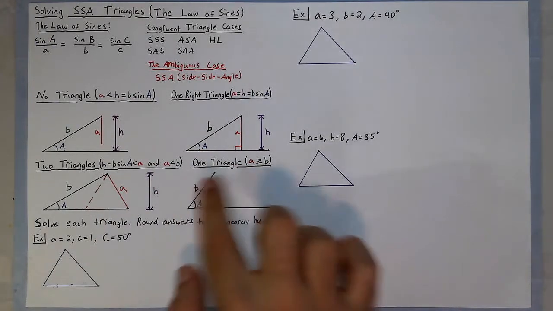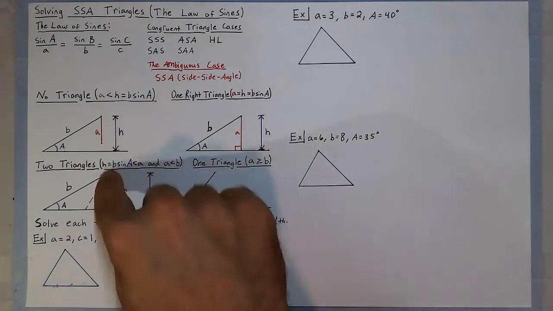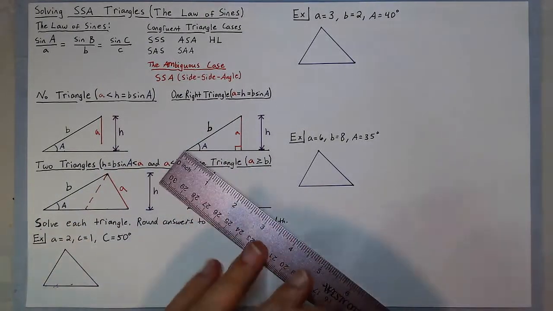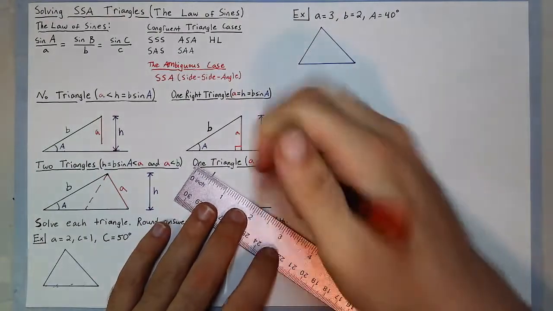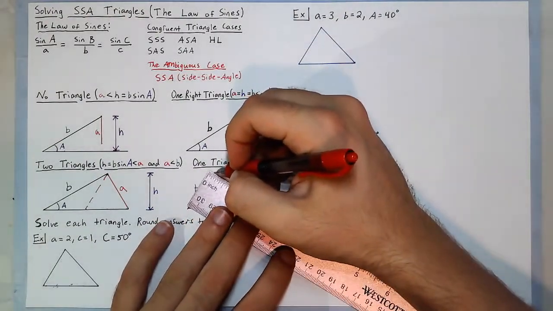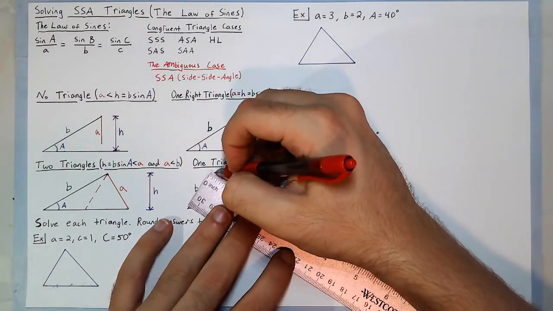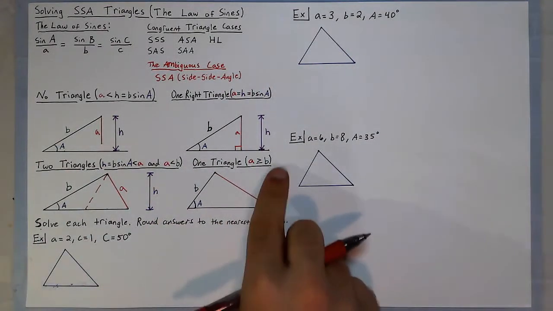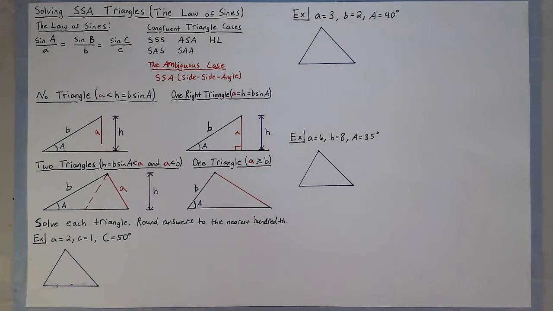And lastly, if side a is bigger than b, there's no room to swing it back this way. So it would just be the one triangle that comes outwards, in this case probably the biggest side of the triangle. So just one triangle. If a is bigger than b, in that case, you don't have to worry about the height at all.